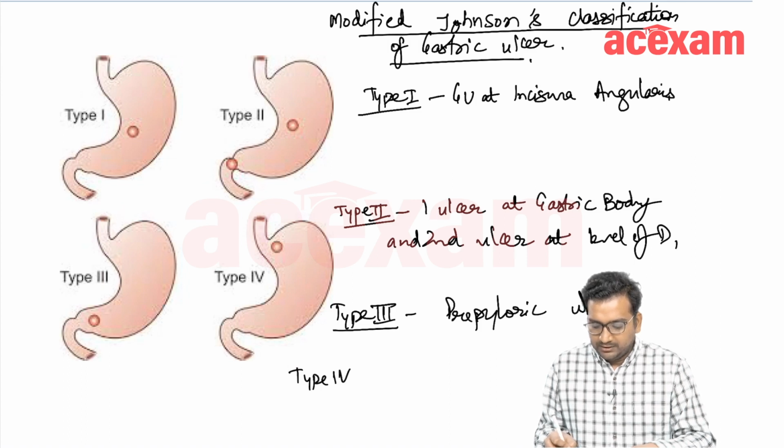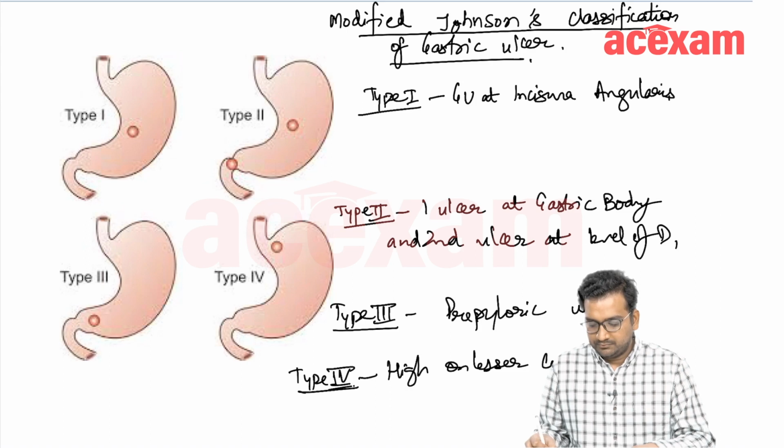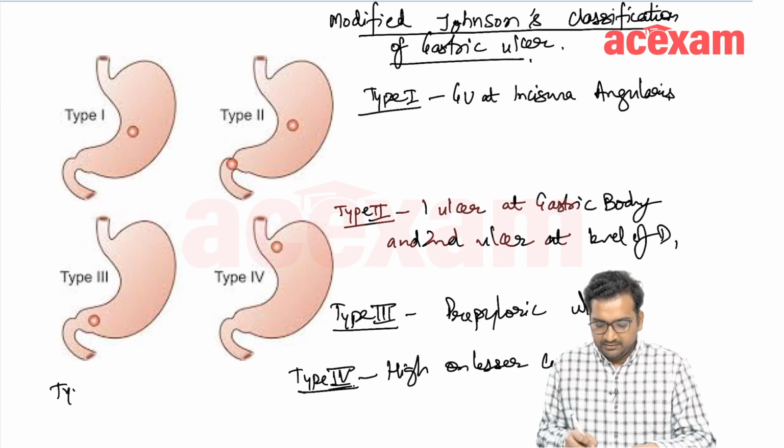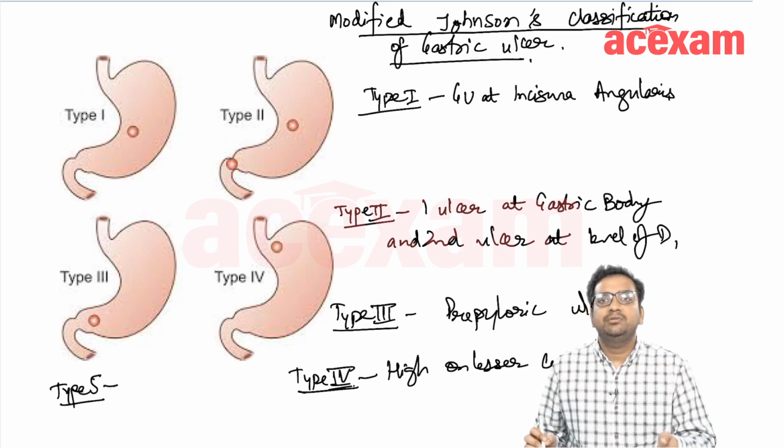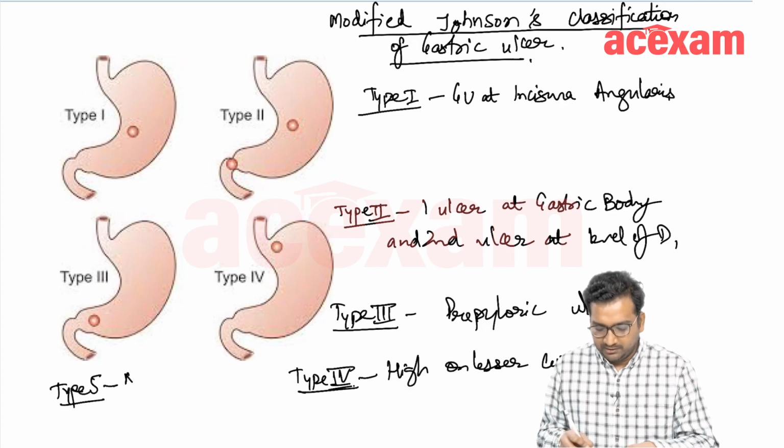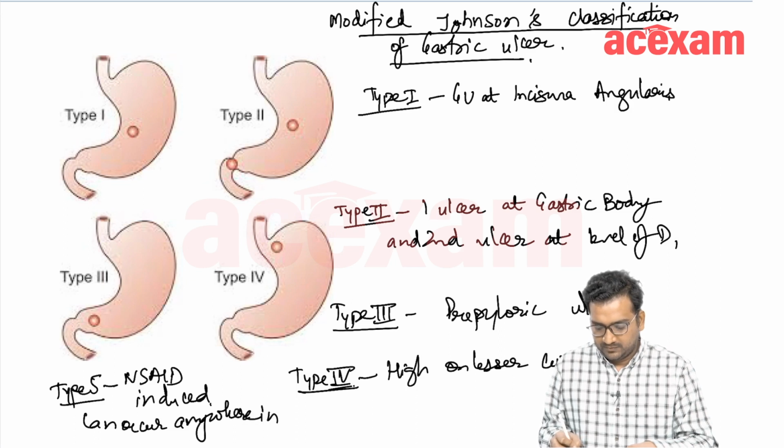Type 4 ulcer is higher on the lesser curvature, high on lesser curvature, and type 5 is NSAID induced, and it can occur anywhere on the stomach. It is NSAID induced, can occur anywhere in stomach.